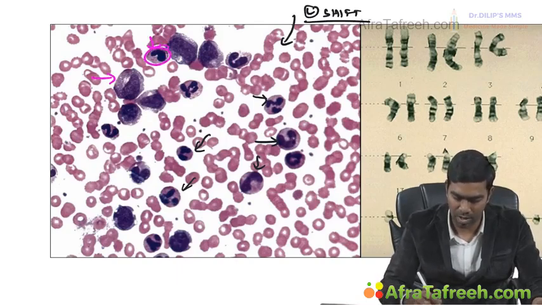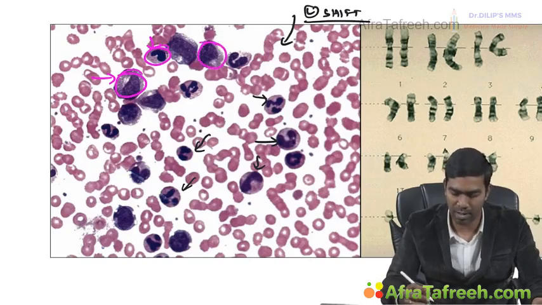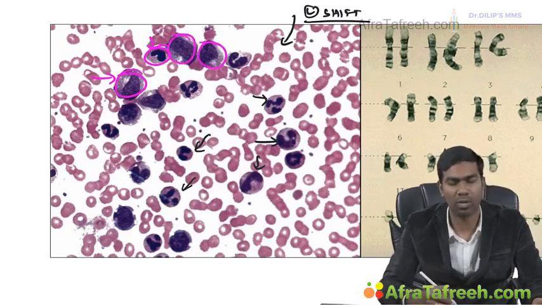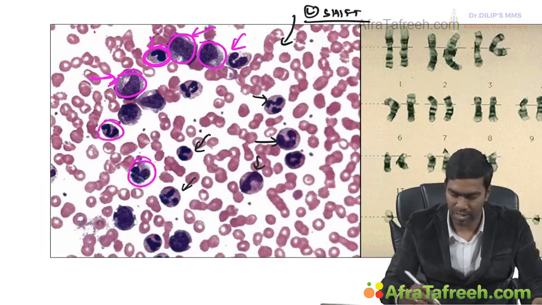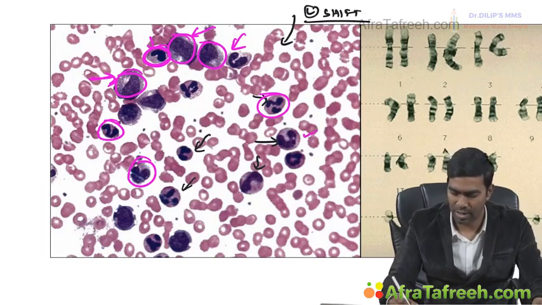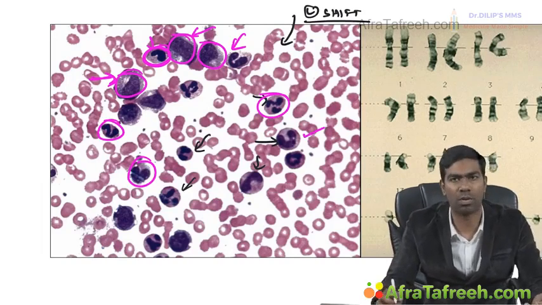This is the band form, and this is a promyelocyte, and this is a metamyelocyte, and this is a myelocyte. You can see a myelocyte, promyelocyte, and metamyelocyte, and you can see a band form. This is another band form. This is another band form, and this is one mature neutrophil, a little bit in between band and mature form. So you are seeing an increase in the number of neutrophil precursors, but with all stages of maturation.